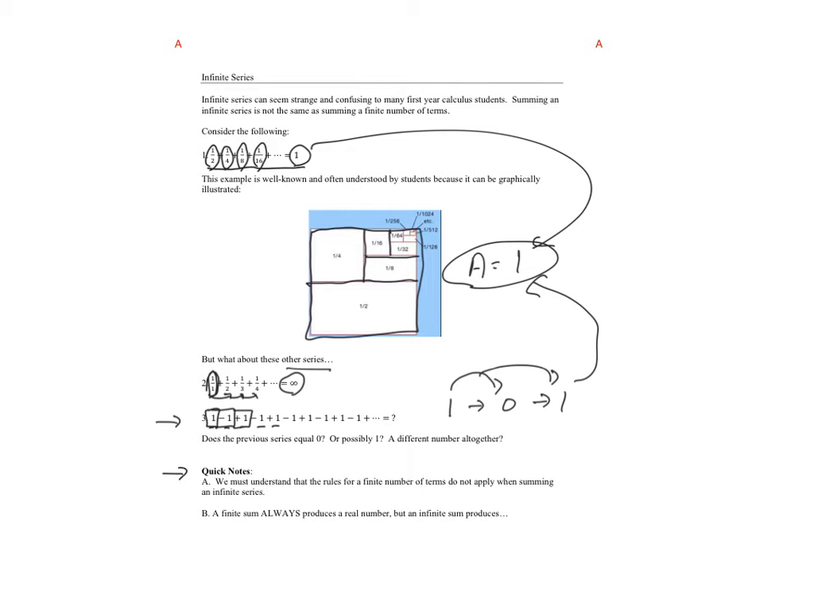So, quick notes here. Part A: we must understand that the rules for finite sums, where there's a specific number of terms, do not apply to an infinite sum. An infinite sum means the number of terms keeps going and is never going to stop. If it stopped, of course, we can find the sum because we have a particular number of terms. We can add them up, and that's going to be fine. So a finite sum is always going to produce a real number. If we have an infinite number of terms, it kind of depends on what that series is going to look like.